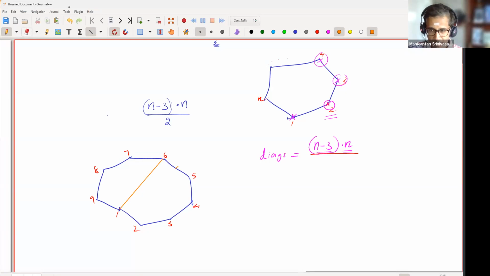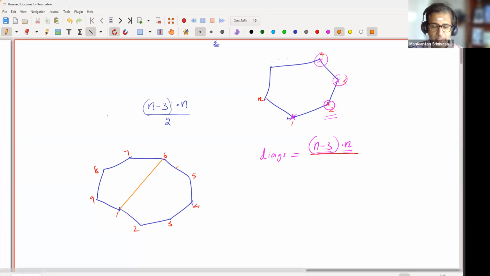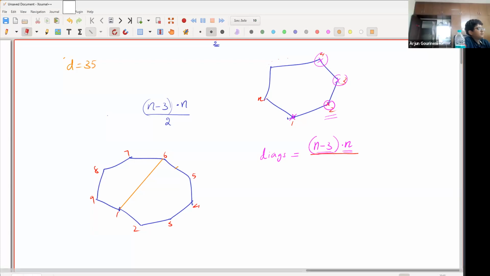Arjun, I asked Sukrit, but anyway, since you joined a little late. The number of diagonals in a polygon is 35. What is the name of this polygon? Let me think. Sorry, say that again, Arjun. Sir, let me just think. Yes, yes.